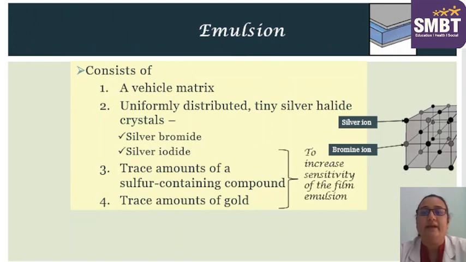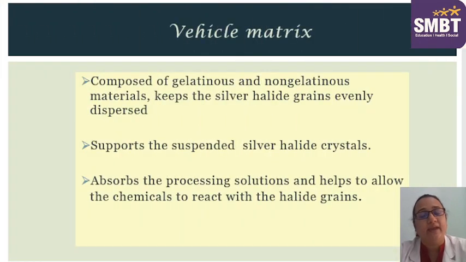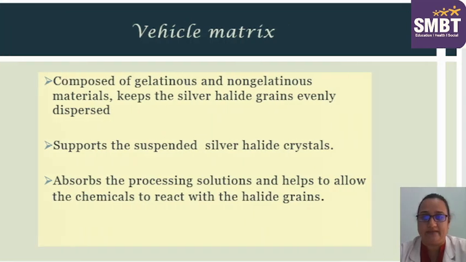Then the emulsion consists of a vehicle matrix in which there are uniformly distributed tiny silver halide crystals. The most common silver halides used are silver bromide and iodide. It may have a trace amount of sulfur and a trace amount of gold, which increases the sensitivity of the film. The vehicle matrix is composed of gelatinous and non-gelatinous material that keeps the silver halide crystals evenly dispersed in the emulsion. It supports the suspended silver halide crystals, absorbs the processing solution and allows the chemicals to reach the halide grains.